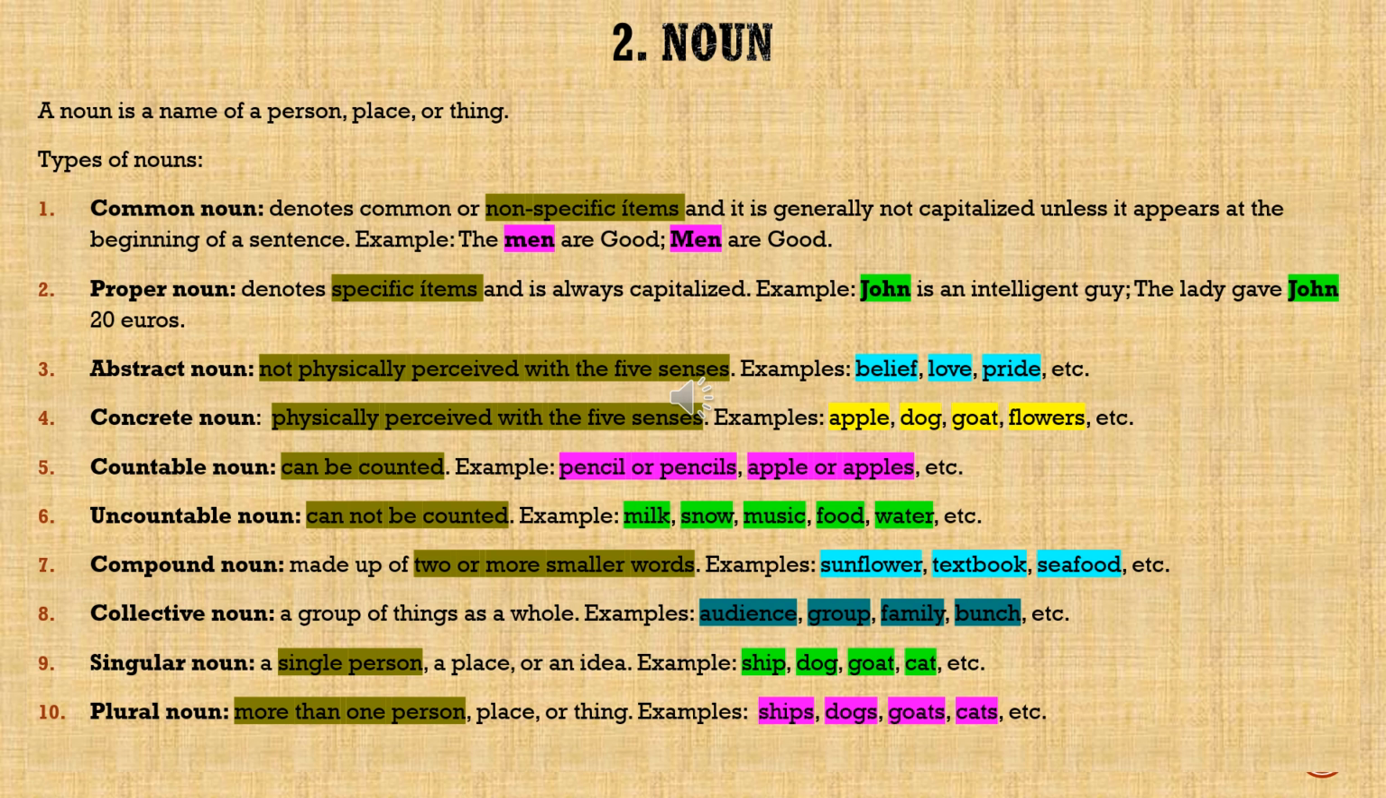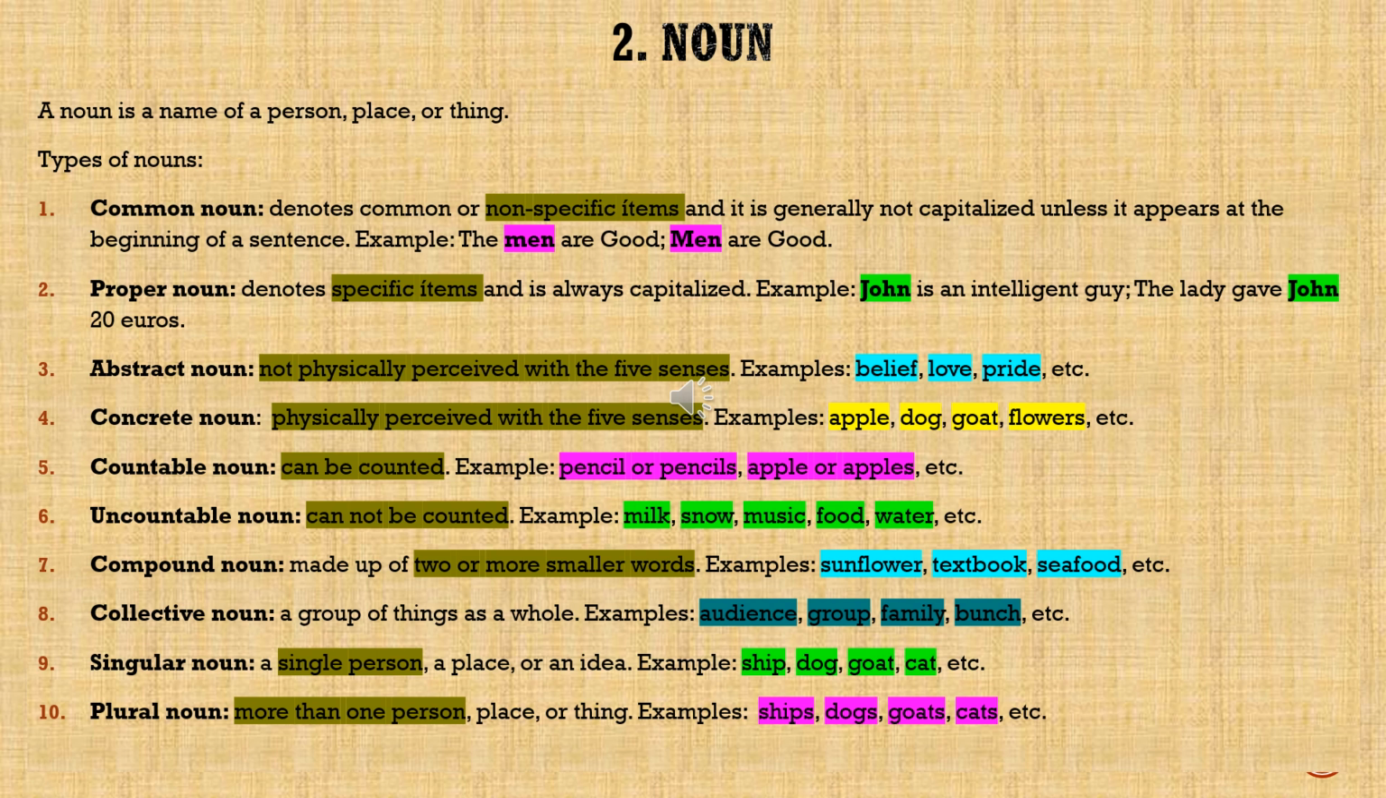5. Countable noun. A countable noun is a noun that can be counted. For example, pencil, pencils, apple, apples, etc. 6. Uncountable noun. An uncountable noun is a noun that cannot be counted. For example, milk, snow, music, food, water, etc.